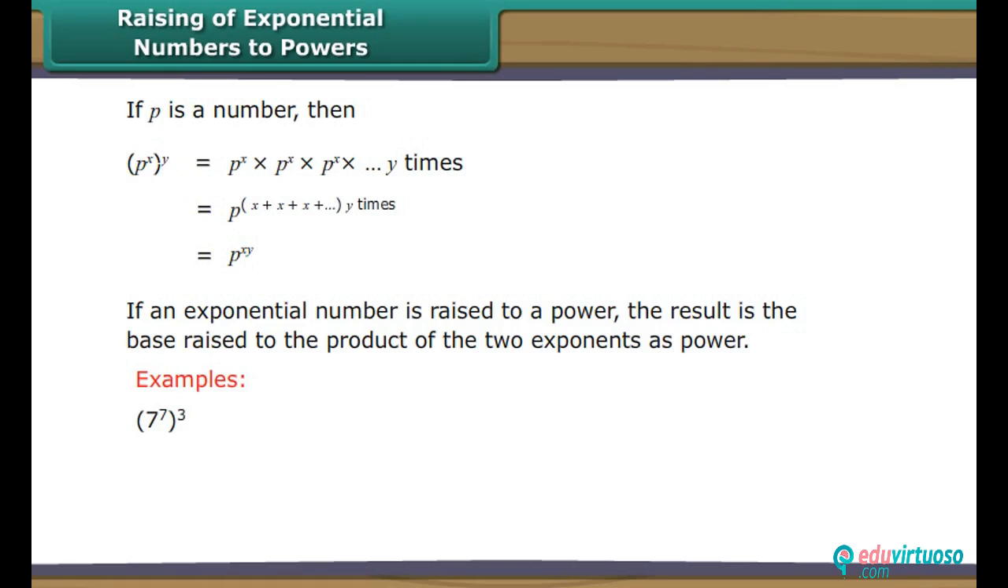7 raised to the power 7 whole raised to the power 3 is equal to 7 raised to the power 7 into 7 raised to the power 7 into 7 raised to the power 7, which is 7 raised to the power 21, which equals 7 raised to the power 7 into 3.